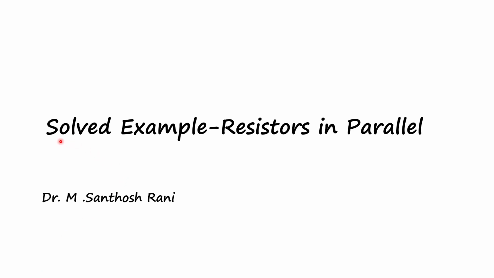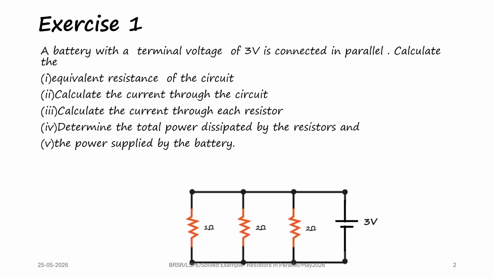In this session, we'll solve a problem in which the resistors are connected in parallel. In this example, a battery with a terminal voltage of 3 volts is connected in parallel with 3 resistors, 2 resistors having a value of 2 ohms and 1 resistor having a value of 1 ohm. It is required to calculate the equivalent resistance of the circuit, the current through the circuit, the current through each resistor, the total power dissipated by the resistors, and the power supplied by the battery.